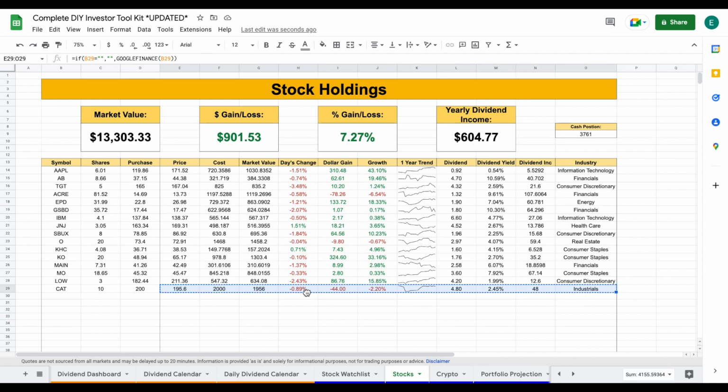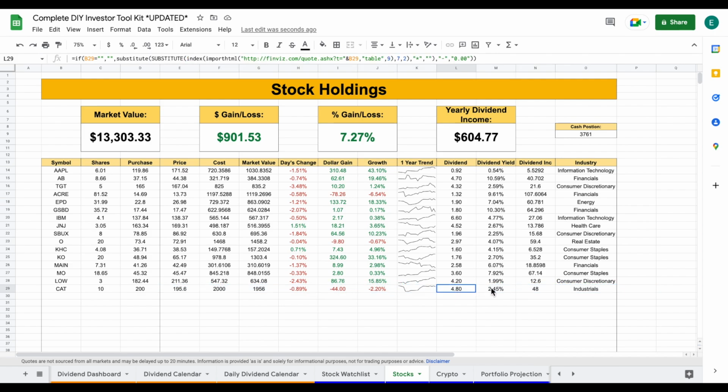We can see our change over time. We also have our 1-year trend line, and then we can see the dividend data on this investment right here. We can see the yield, our dividend payout, and how much dividend income it'll bring in yearly, and the industry that this company is in. And then we have our stock breakdown up here, our market value, our dollar gain loss, percent gain, and our yearly dividend income. And right here is where we can manually input our cash position.